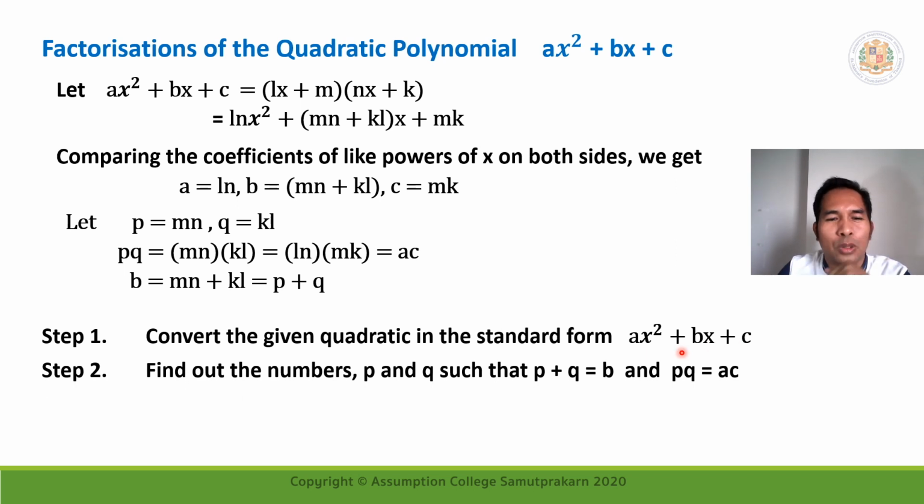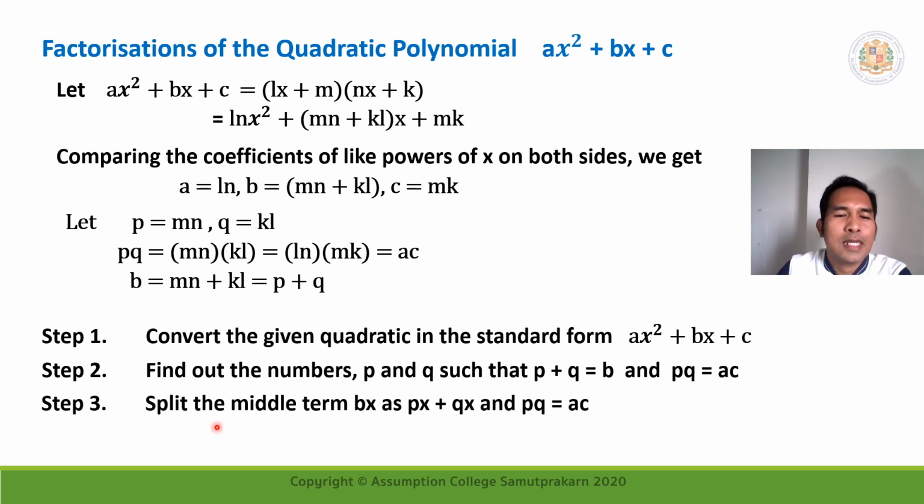Next, step 2. Find out the numbers. So we will look for numbers p and q, such that, and always remember this one, p plus q is equal to b, and p times q is equal to ac, or a times c.